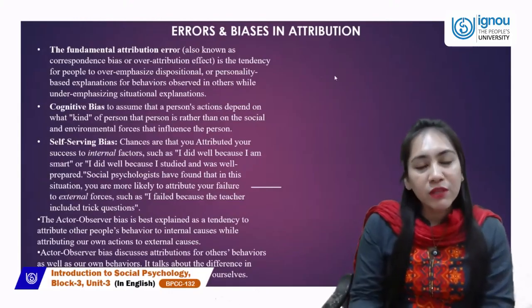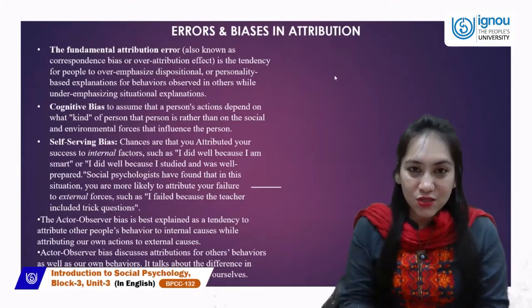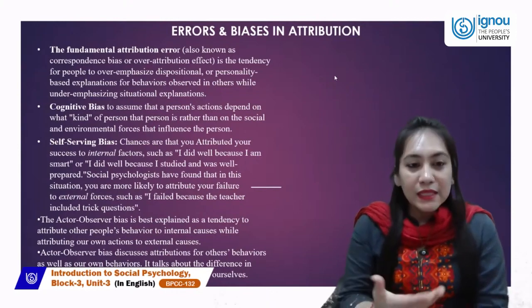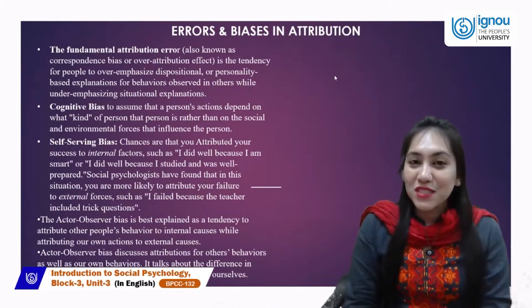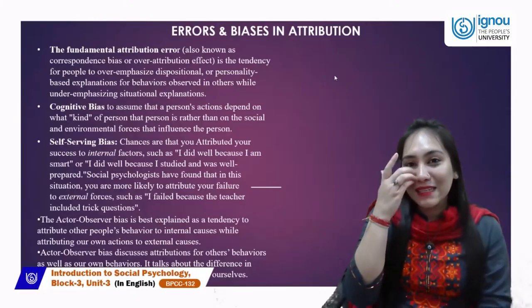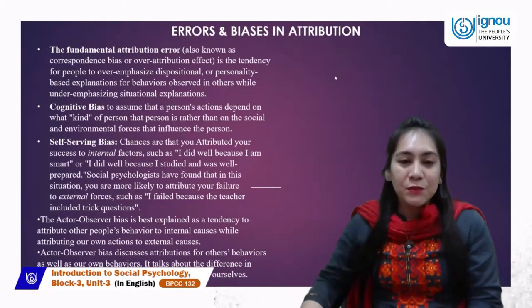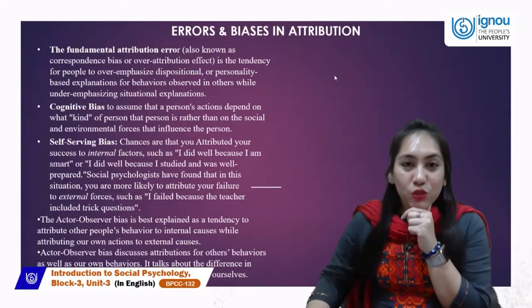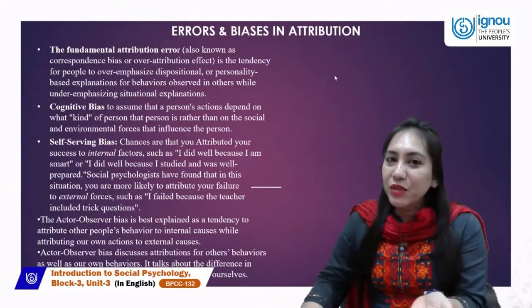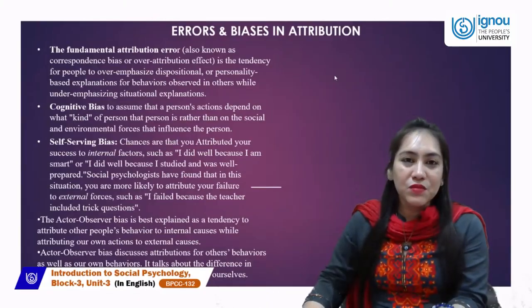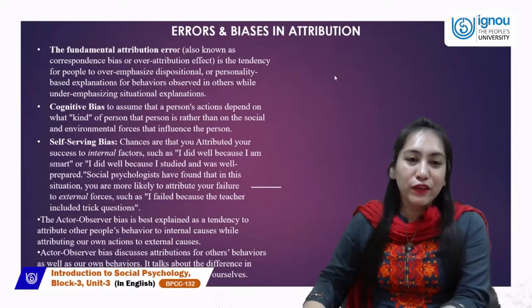Now let's move to another one, which is called the self-serving bias. So it's the bias which is serving you. This suggests that the chances are that you attribute your success to internal factors and your failures to external factors. So this is like a very beautiful thing you should see. You can take the example of your own successes and failures.